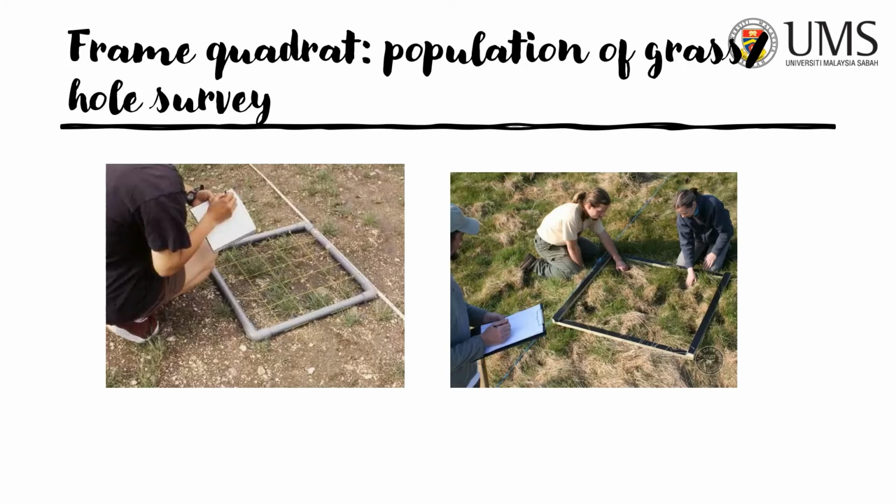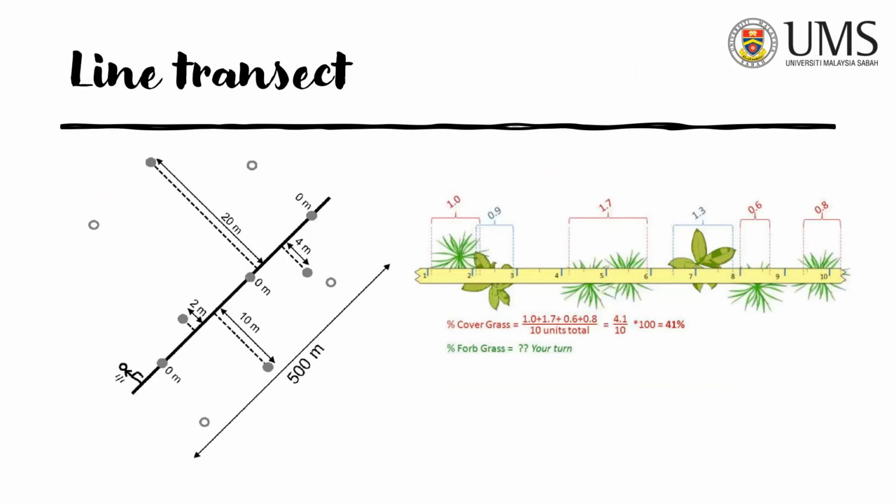This picture shows us how the study can be done using the quadrant. We can use it also for the whole survey. This picture shows us the line transect. You determine maybe 10 meters or 50 meters, 20 meters to the side. So you walk along the transect, and you count the species.